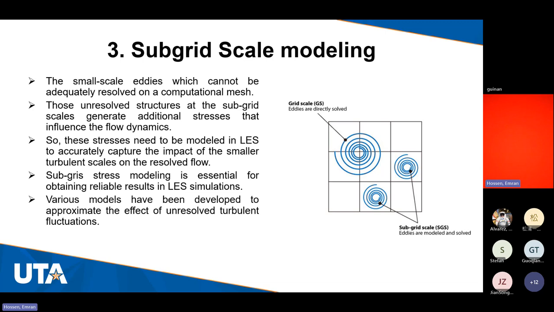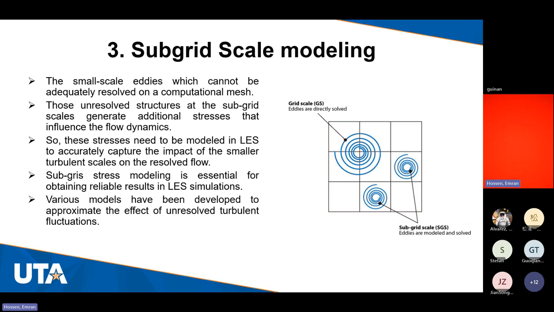Next, subgrid scale modeling. Subgrid scale modeling is just getting the small eddies using a subgrid scale model. The small-scale eddies cannot be adequately resolved on the computational mesh, and those unresolved structures at the subgrid scales generate additional stresses that influence the flow dynamics. These stresses need to be modeled in LES to accurately capture the impact of the smaller turbulent scales on the resolved flow. So subgrid stress modeling is essential for obtaining reliable results in LES simulation.